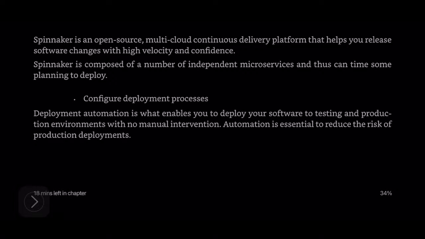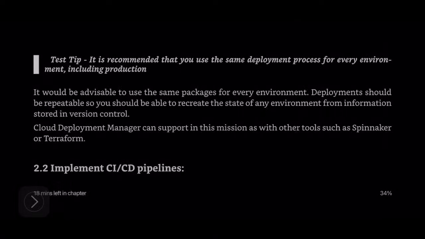Configure deployment processes. Deployment automation is what enables you to deploy your software to testing and production environments with no manual intervention. Automation is essential to reduce the risk of production deployments. Test tip: it is recommended that you use the same deployment process for every environment, including production. It would be advisable to use the same packages for every environment. Deployments should be repeatable, so you should be able to recreate the state of any environment from information stored in version control. Cloud Deployment Manager can support this mission, as can other tools such as Spinnaker or Terraform.